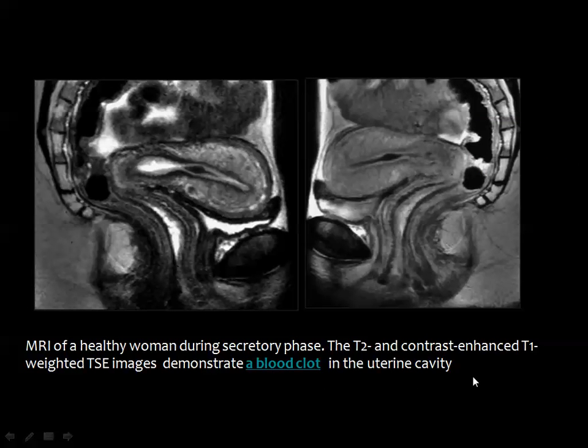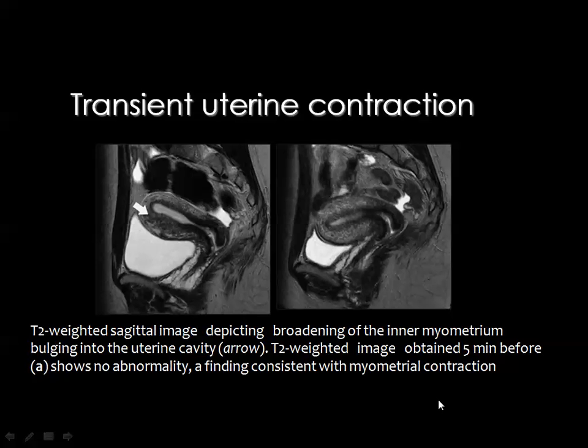And this is the appearance of the uterus during the menstrual cycle. This is T1 and this is T2 weighted image, and you can see the phase by the presence of blood clots inside the uterine cavity. And this is an important issue.